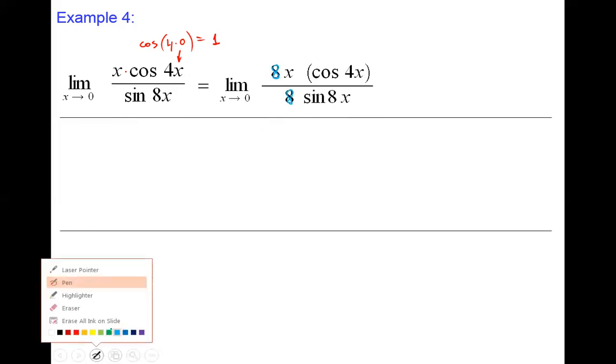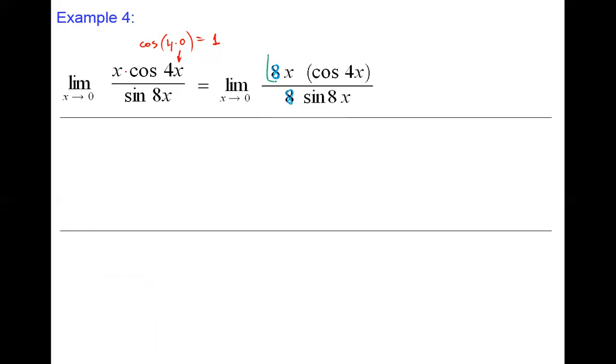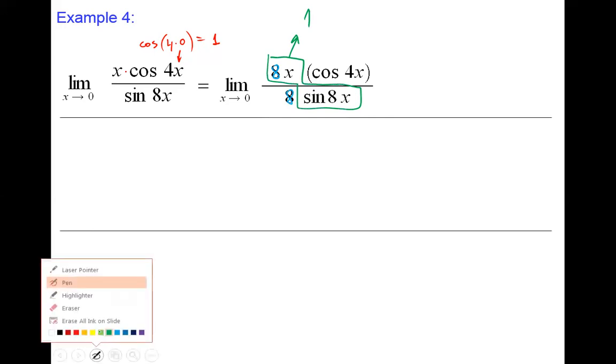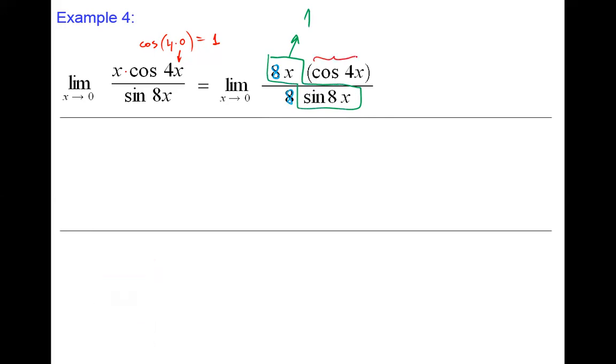And now I see my property, sine of 8x over 8x, but the reciprocal, upside down. This is 1. And what stays? Cosine of 4x, that we just talked about. This will be cosine of 0, it's 1. And 1 over 8, because the 8 in the denominator was outside the loop. It's not 1, it's outside.